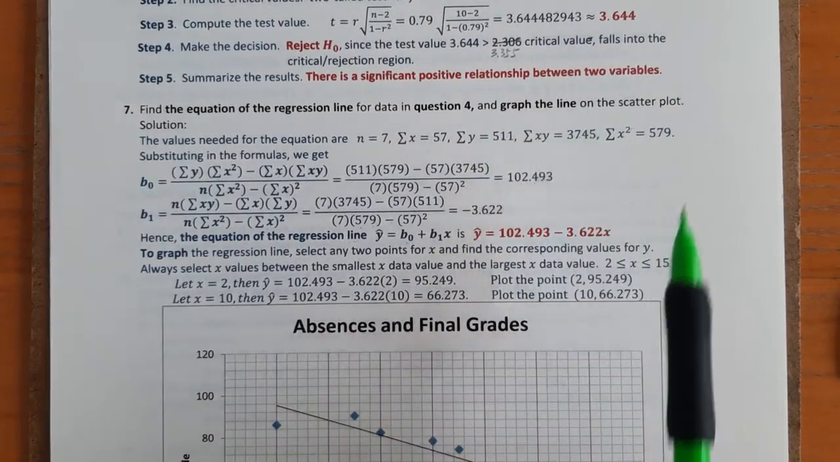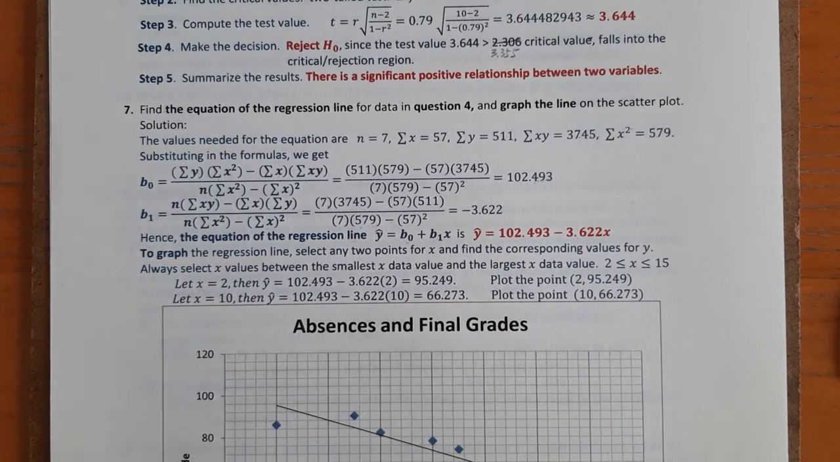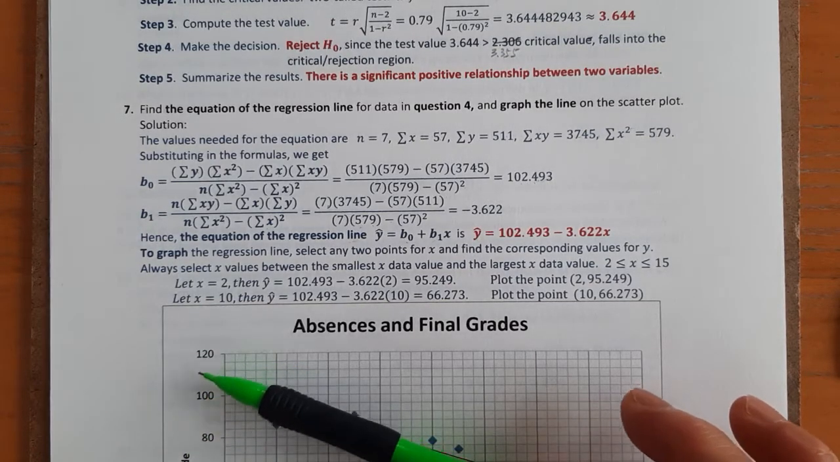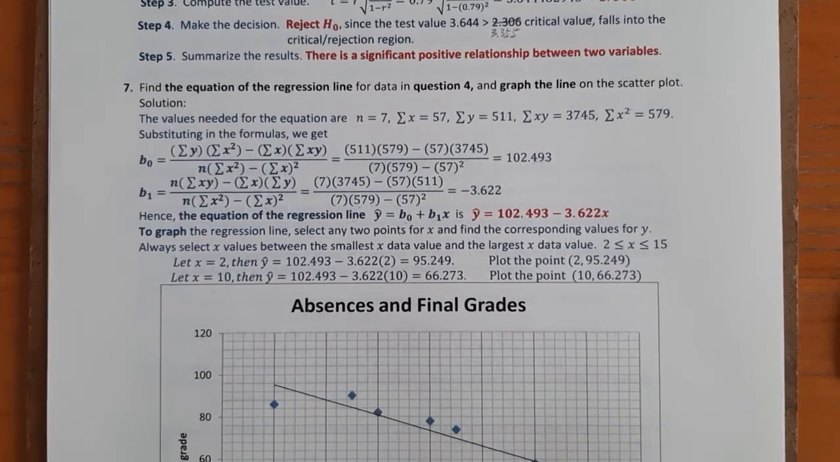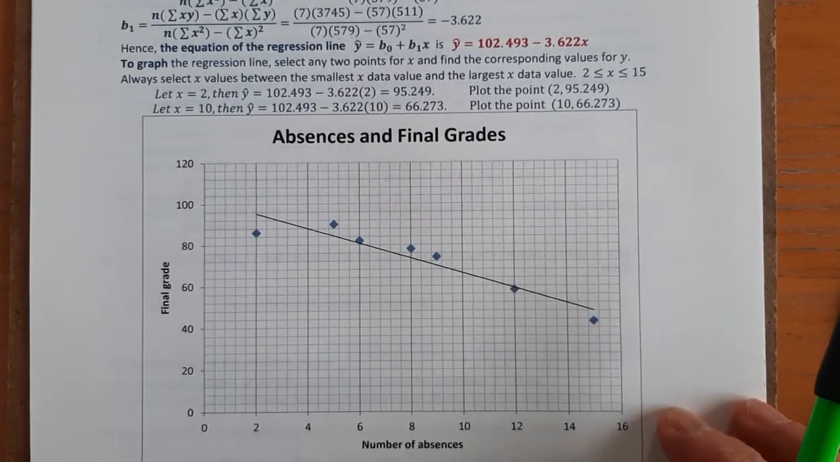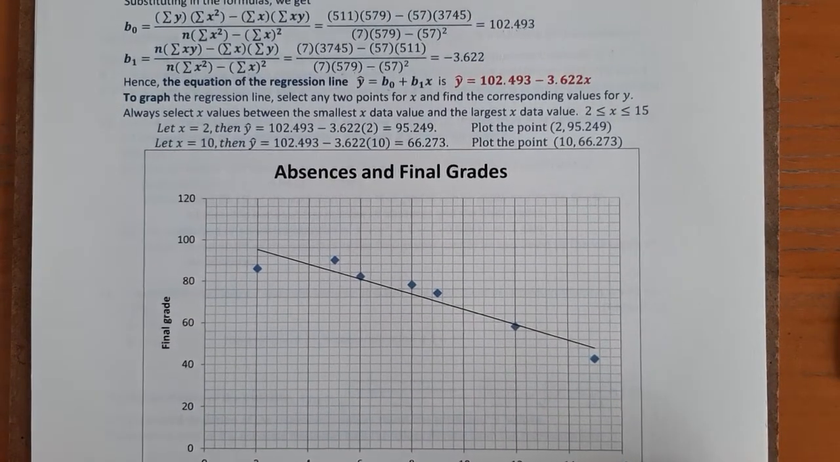Second, graph this line on the scatter plot. This is the scatter plot from the previous question 3. Now we are going to plot this linear regression line, which is the best fitting line. Now, how to graph? We plot 2 points.